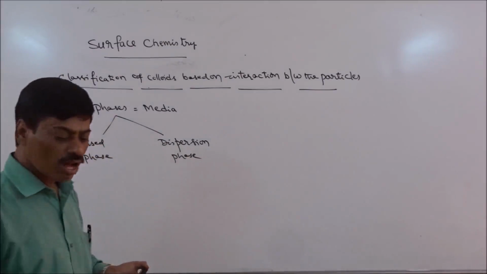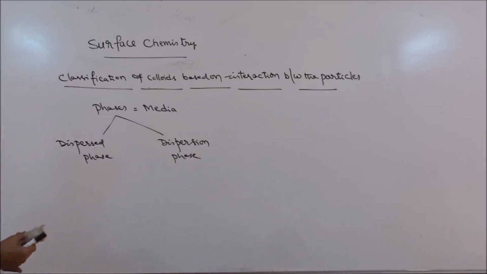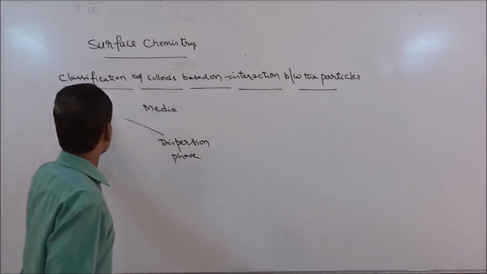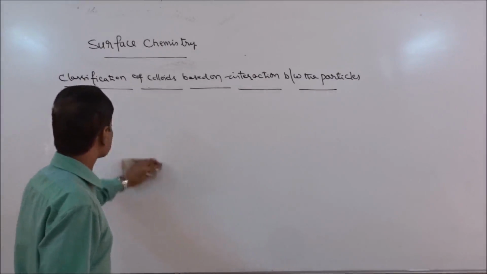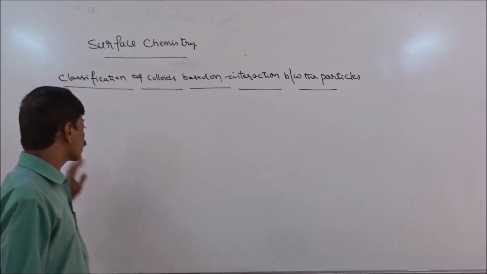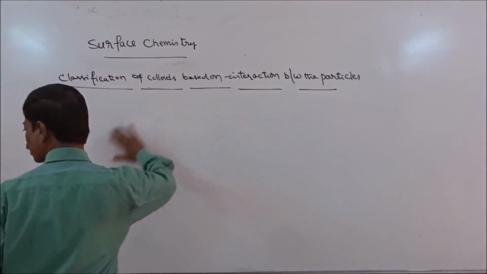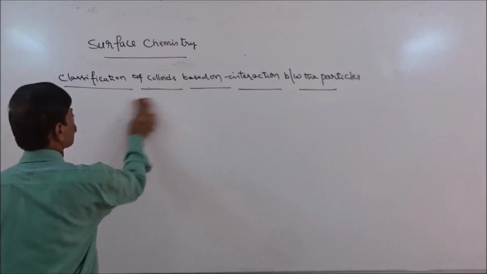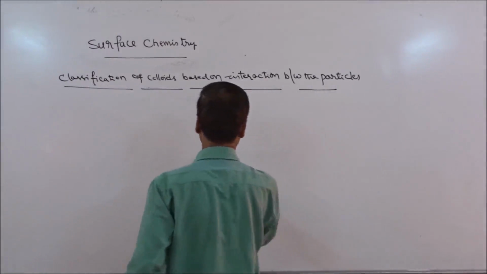Right? So whenever particles are referred to, it means the particles of the dispersed phase. And here, how the particles of both the media are going to interact with each other. Here interaction between the particles means whether they are going to attract each other or whether they are going to repel each other. So based on this interaction, we have two types of colloids. What are those two types? Let us see.